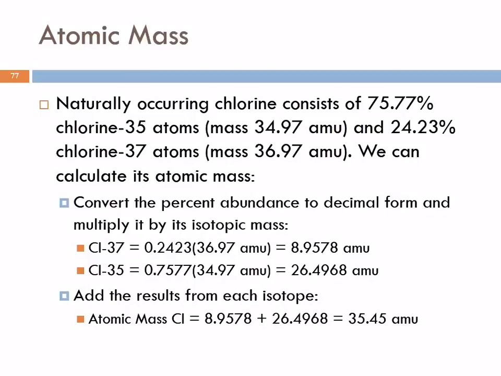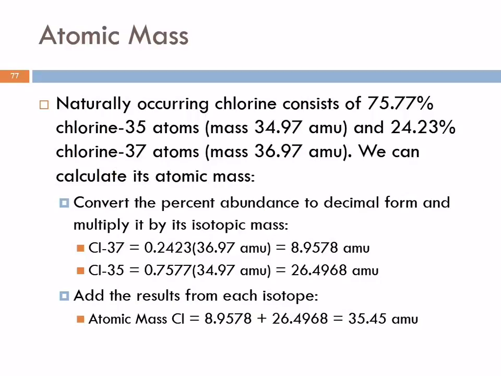Atomic mass. So we talked about isotopes and what they are. Let's look at chlorine. Chlorine has two naturally occurring isotopes, chlorine-35 and chlorine-37. Now, the mass of a chlorine-35 atom is 34.97 atomic mass units, and the mass of a chlorine-37 atom is 36.97 atomic mass units. The atomic mass will be very similar to the mass number.